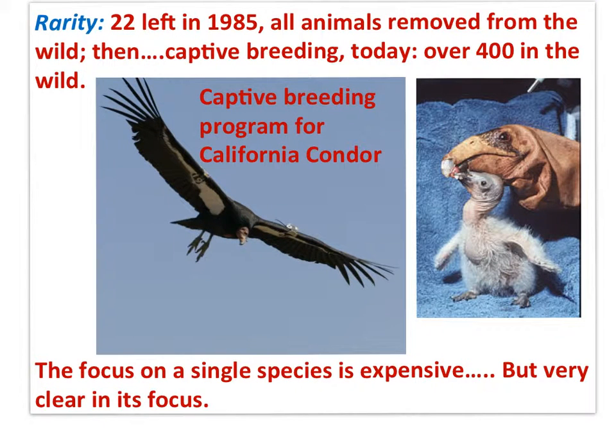The California condor was quite rare in 1985. All condors were removed from the wild in an effort to restore the population through captive breeding. The bird numbers have rebounded into the hundreds, and condors have been reintroduced to the wild. This is a species-based approach, but it can be, as it was in this example, expensive. That said, this species-based approach is very clear in its focus.